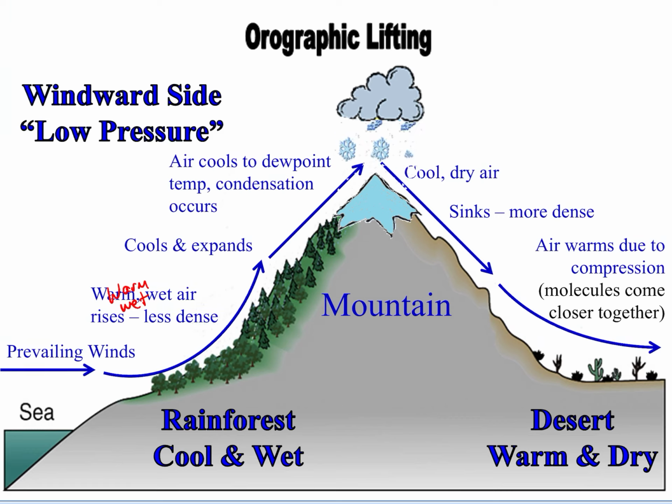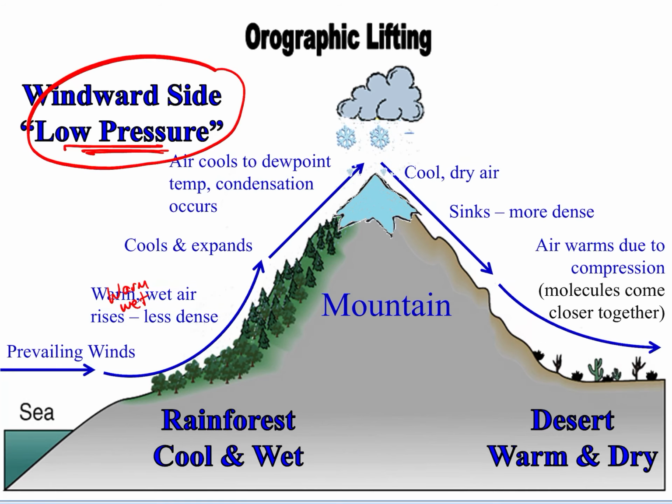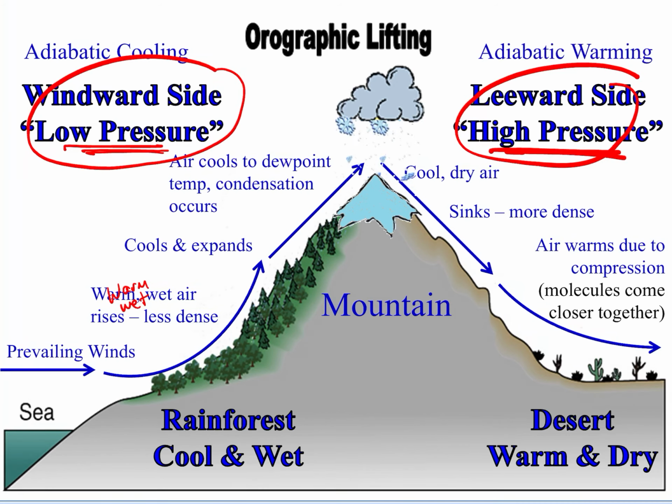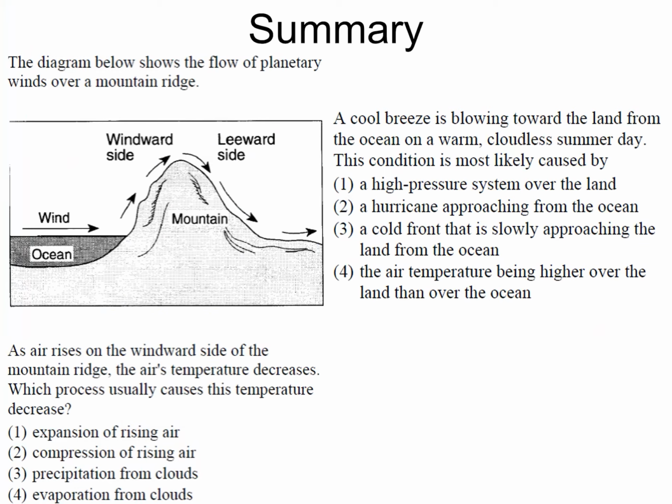The side where the wind is coming from is called the windward side. That's always going to be your low pressure system because that's the wet side. And then you have what's called the leeward side, which is your high pressure system, which is the dry side. All right, so here are your summary questions.